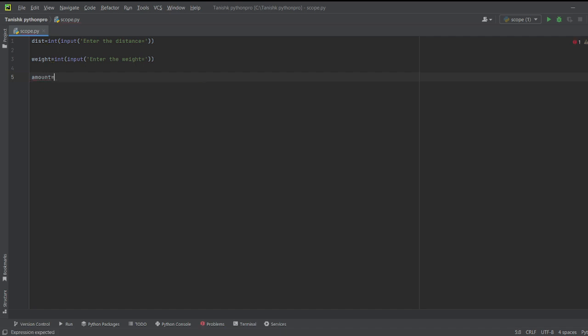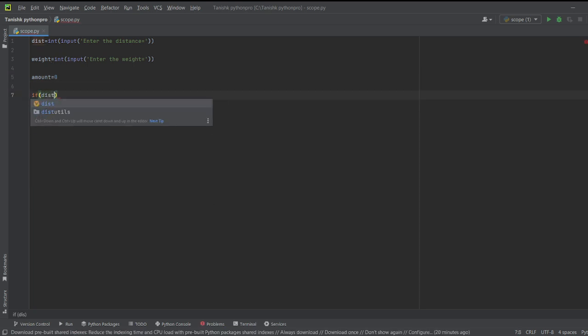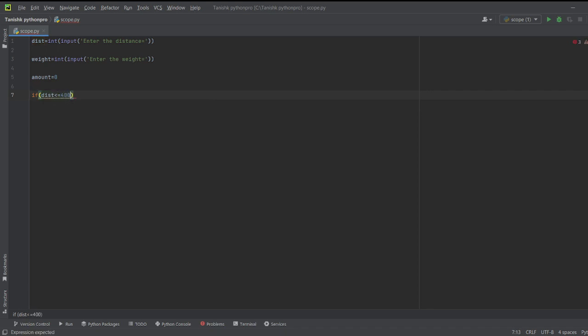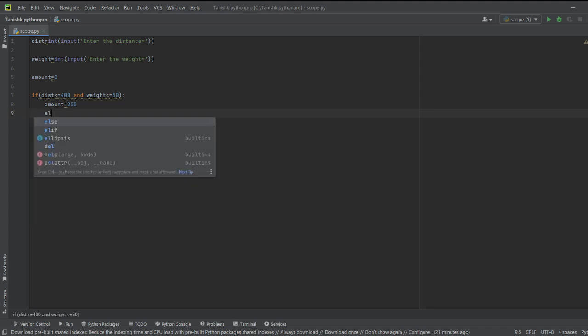Amount is equal to 0. If dist is equal to 400 and weight is less than equal to 50, then amount is equal to 200.